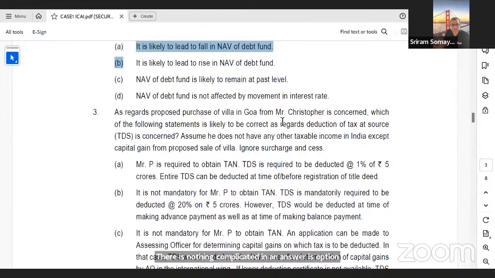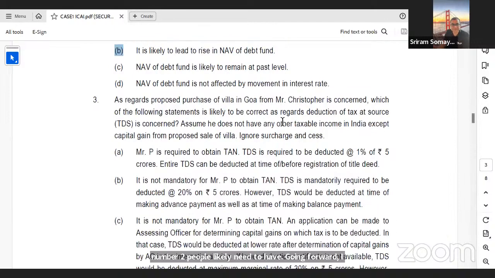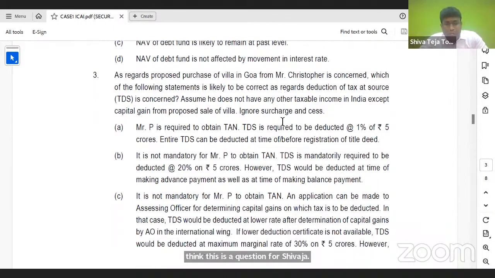Going forward, I think this is a question for Shivteja. Shivteja, please. Yeah. With respect to the third question, if you look at, my dear friends, it talks about the proposed purchase of villa in Goa from Christopher. Which of the following statements is likely to be correct as regards deduction of tax at source, TDS? Assume that he does not have any other taxable income in India except capital gain from proposed sale of villa.